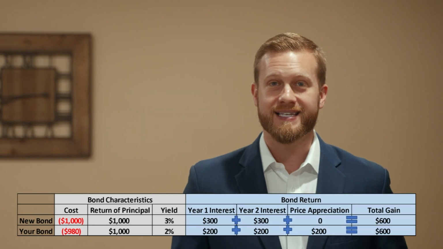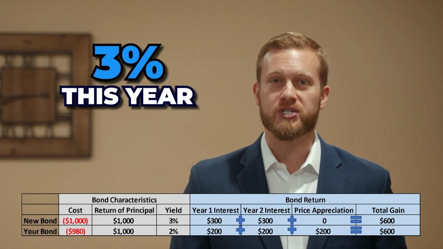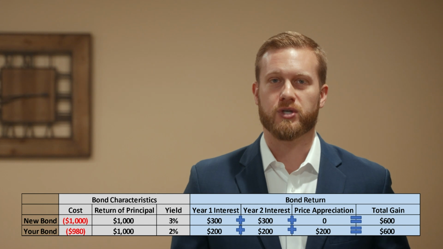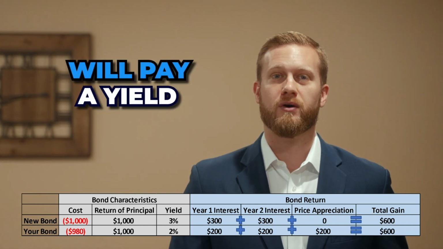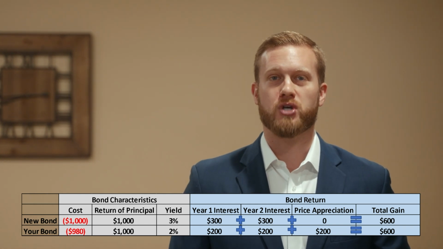That means the price of your bond would have to adjust downward so that the return on your bond and a new bond with the same risk would be the same. They have to be the same, because otherwise, why would anyone ever buy your bond from you when they could get another one with the same risk and a higher return? In this scenario, the new bond would pay you 3% this year and 3% the next year, so 6%. Your bond would pay a yield of 2% both years, so only 4%.